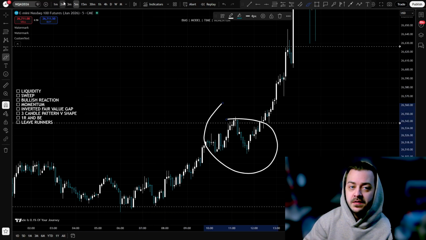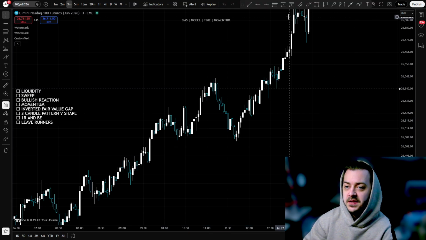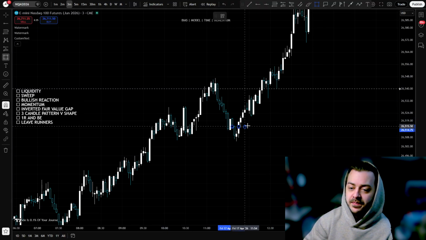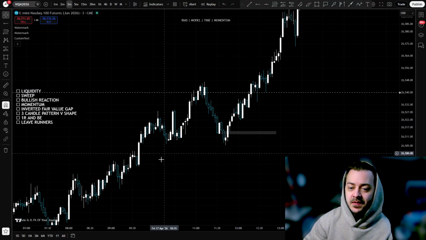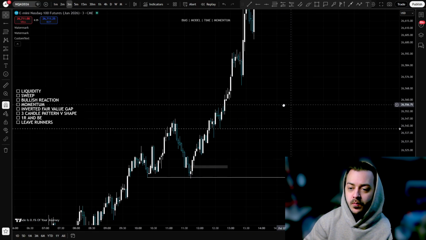Let me just highlight this so I can see it quickly. This ridiculous 3-minute that I took on Friday, which went for 30R. As you can see here. What have we got? Let's go through this one because this is a ridiculously good trade. Look at this. What have we got?